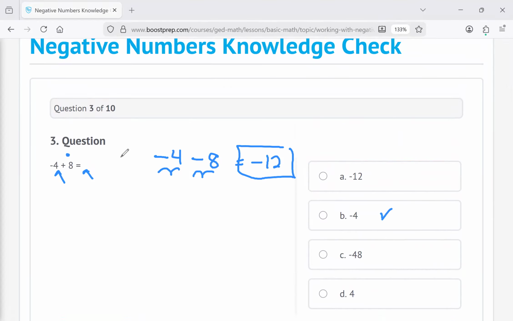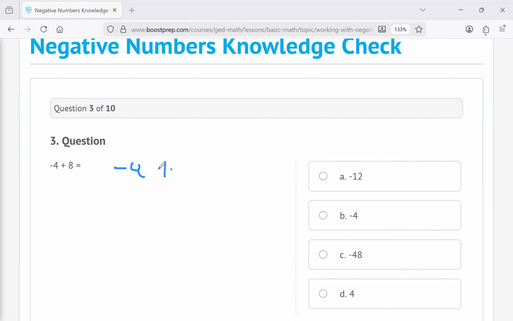Okay. Question three, we have -4 plus 8. So this is still technically adding and subtracting negative numbers. So pretend you owe someone $4 and then you have $8 of your own money. So this is really the same thing as 8 minus 4, right? You can rearrange this. So you owe someone $4, you have $8 of your own money.